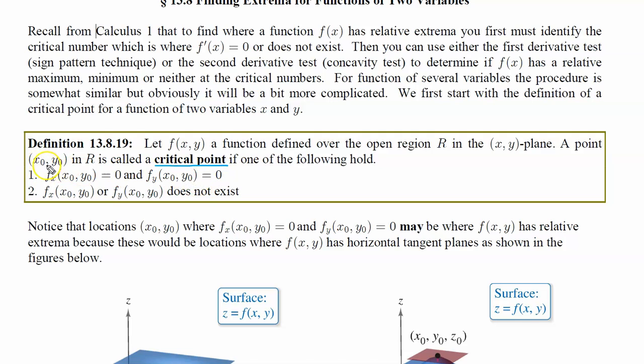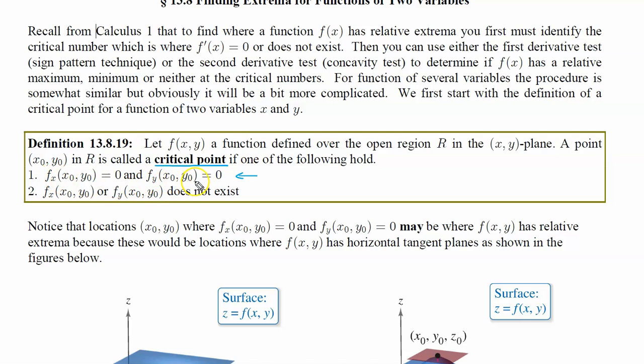We say that the point (x0, y0) over a region R where f is defined is called a critical point if either one of these two conditions holds. Either the partial with respect to x and the partial with respect to y are both equal to 0 at that point. Then this would be a critical point, and that's where you may have a relative max or minimum. Remember, it only tells you that you may have a relative extrema there. It doesn't guarantee existence of the relative extrema.